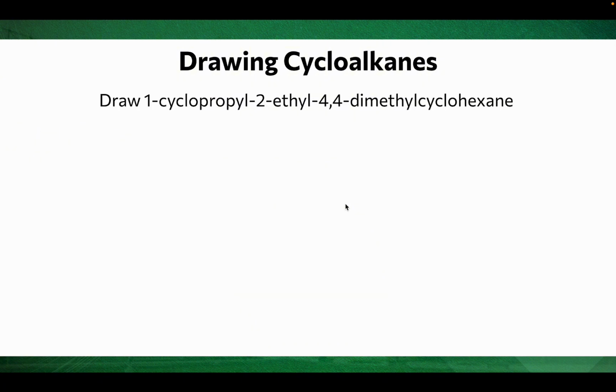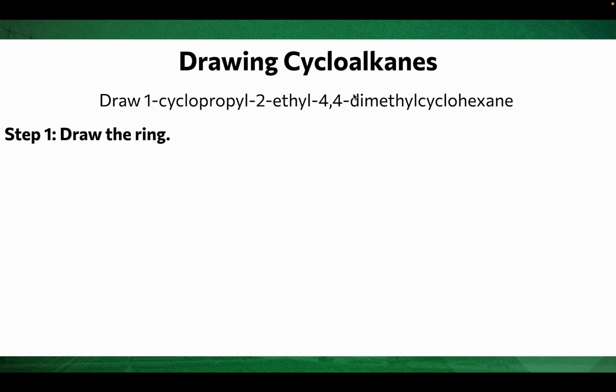This one. Draw 1-cyclopropyl, 2-ethyl, 4,4-dimethyl cyclohexane. So if you notice, cyclo is part of the name because it's their name. Cyclopropyl, letter C. C comes first before E and M. Again, you don't consider the di.